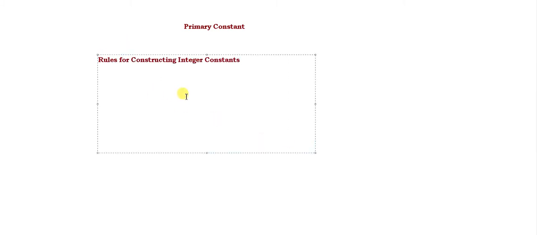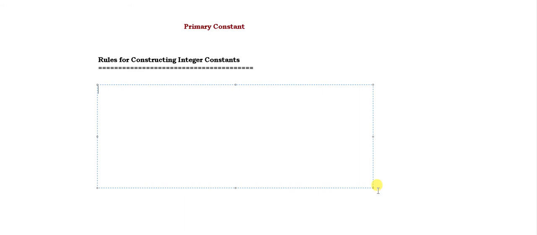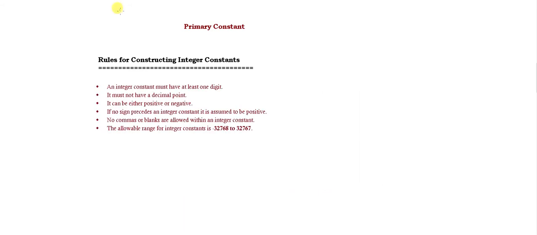So just keep on heading: primary constant. Let me discuss primary constant. First of all, in the primary constant, that is integer constant, let me discuss the rules of constructing an integer constant. What rules are used to construct an integer constant? Here you can see the rules. There are lots of rules, but you don't need to remember any of them. Just keep your eyes on them, and you will come to know when you start using the language.